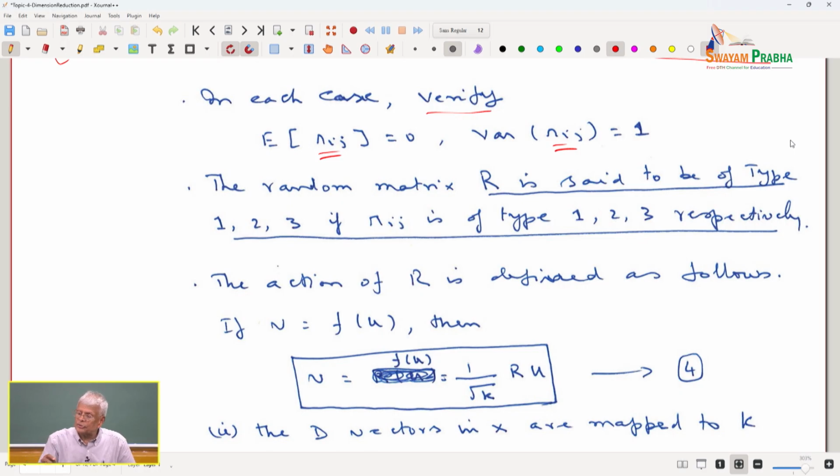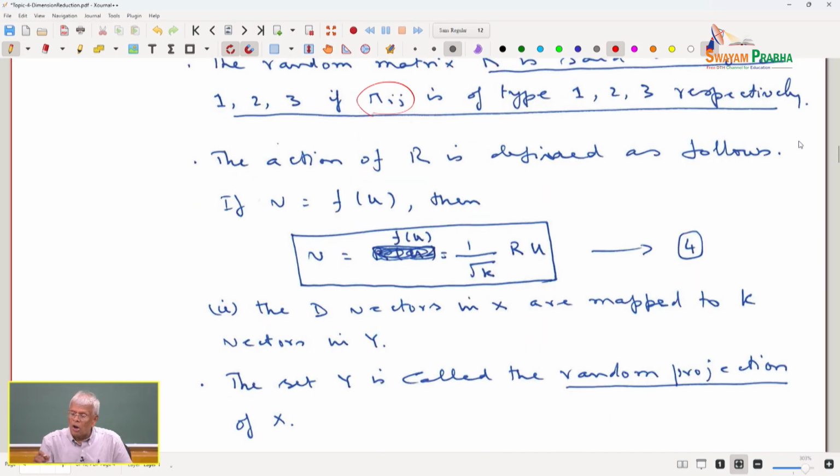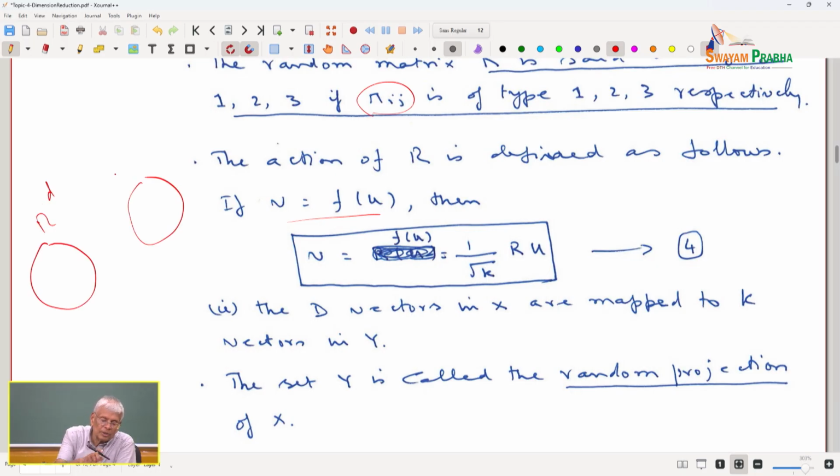The random matrix is said to be of type 1, type 2, type 3 if the Rij's are of type 1, type 2, type 3 respectively. The action of R is defined as follows. Now I'm going to define how I'm going to use the random matrix to define my map. So V is equal to F of U. This is R^d, this is R^k. This is U. This is F of U.